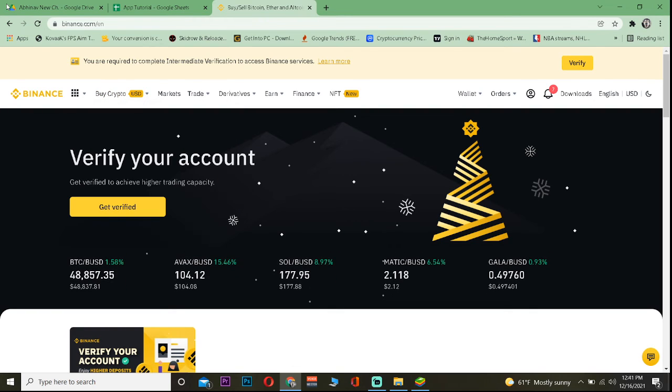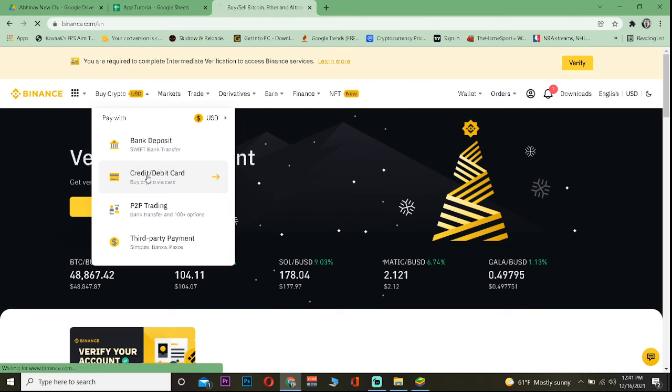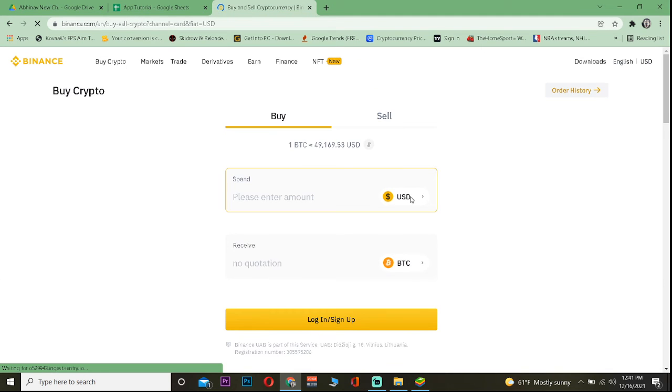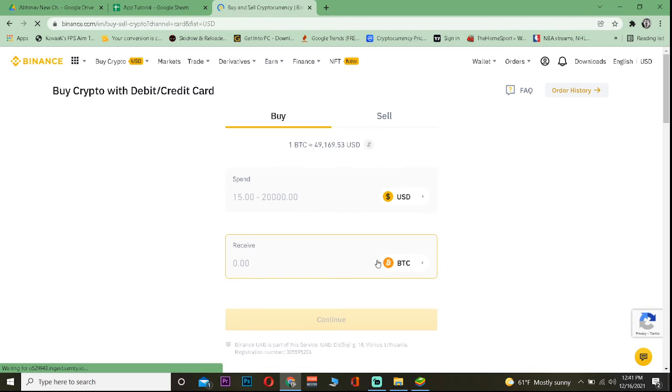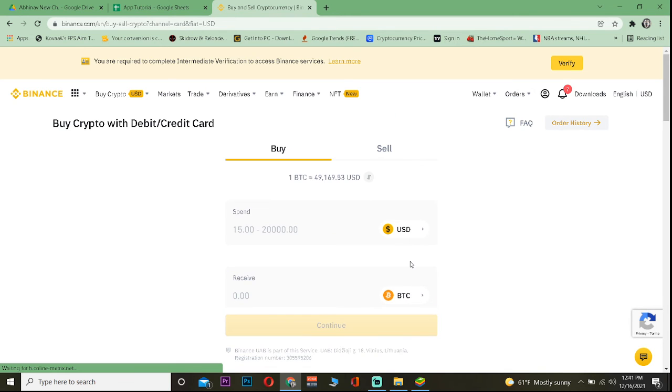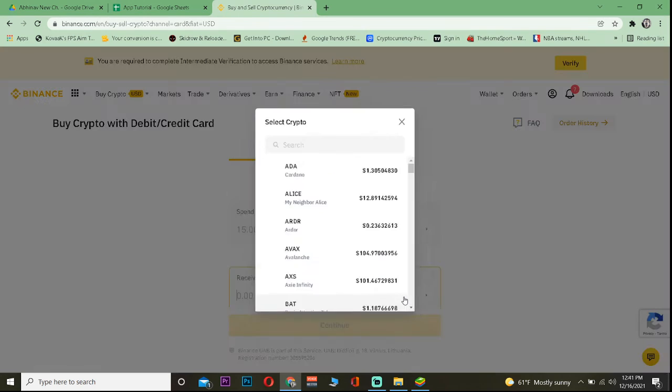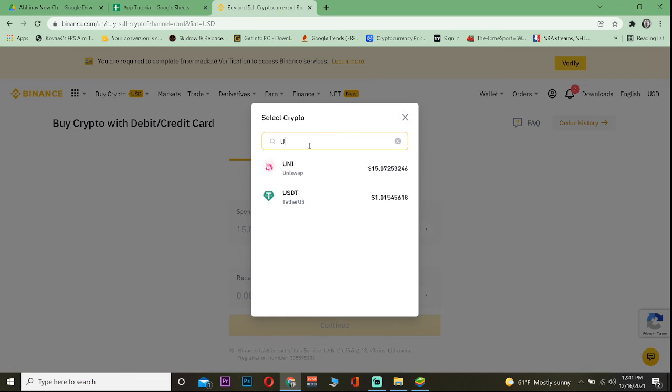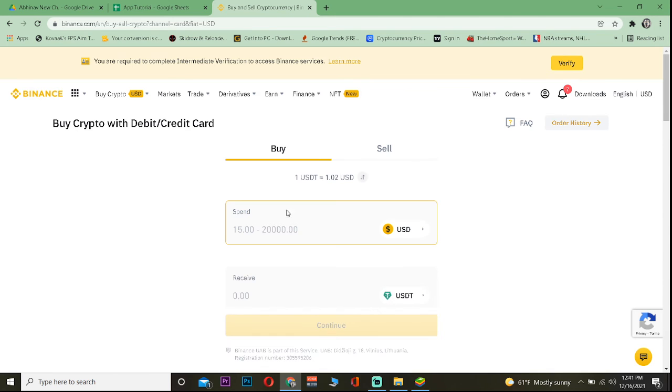For an example, let me show you the credit and debit card option. I can click on it, and on the top is USD, which means I'm using dollars to buy Tether. Right now it's Bitcoin, so if you buy it right now, you're going to be transferring your money into Bitcoin. If you want to directly buy Bitcoin, you can do that. But if you don't, just change this Bitcoin into Tether. Tether is also known as USDT, and I choose USDT over here.